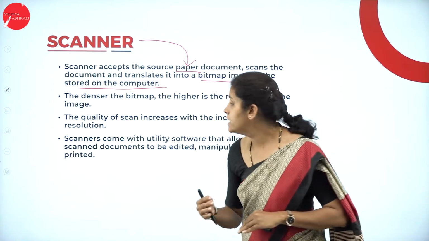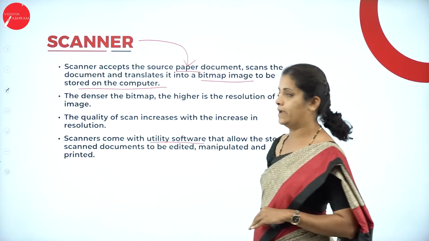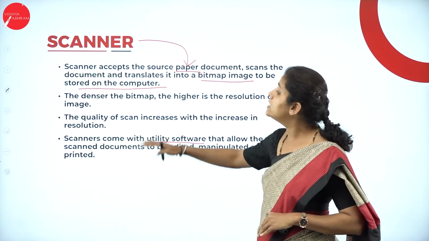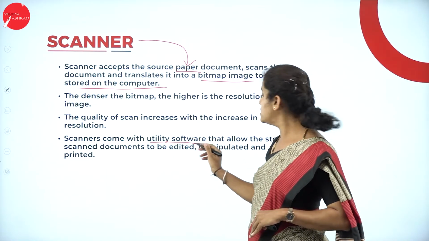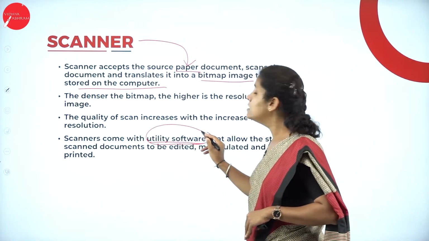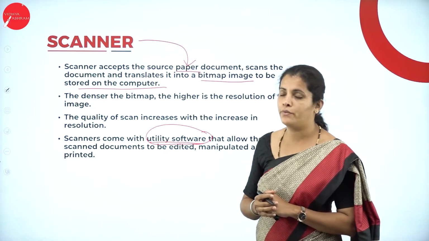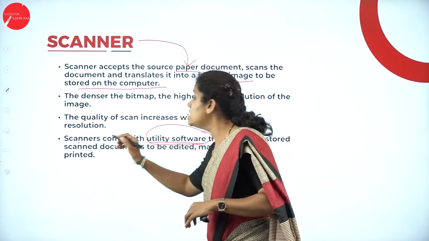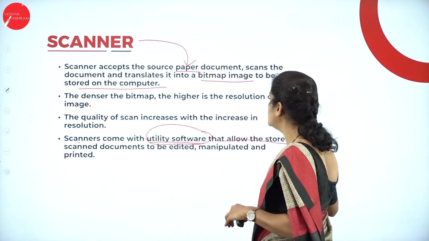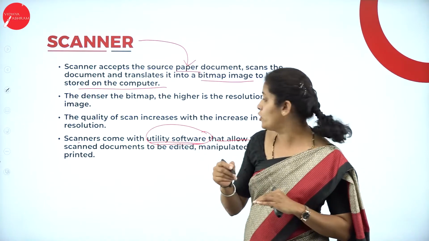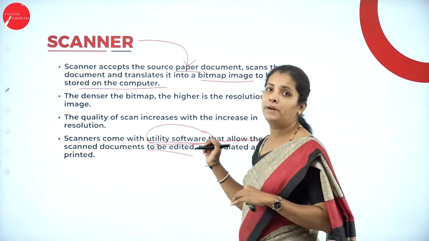Dear students, here the scanner comes with utility software. This utility software is an example of system software. The scanner comes with utility software that allows the stored scanned document to be edited, manipulated and printed.